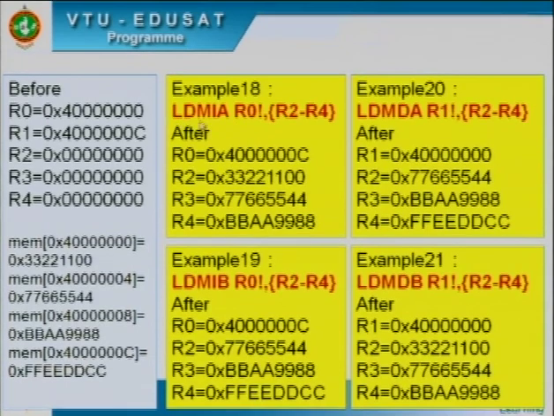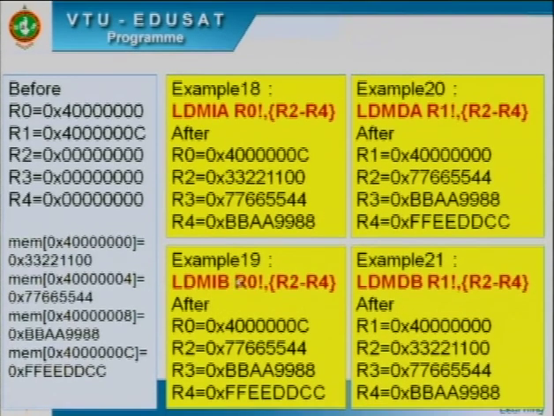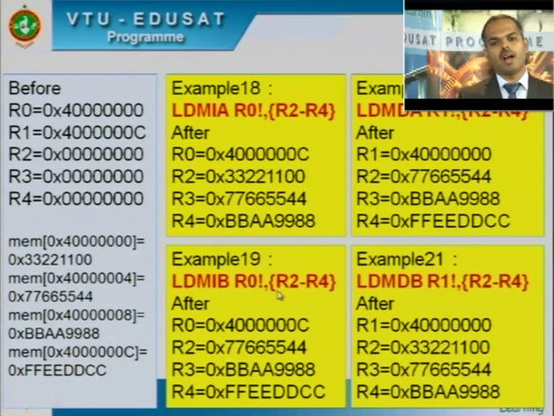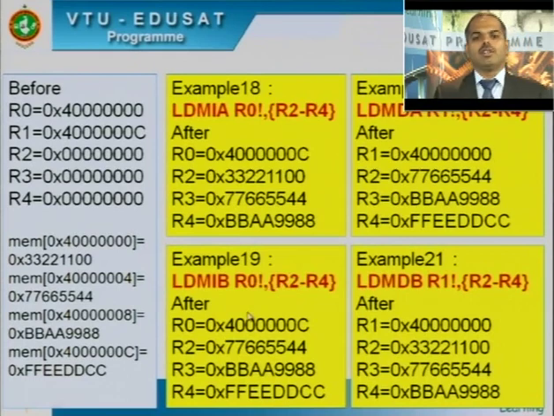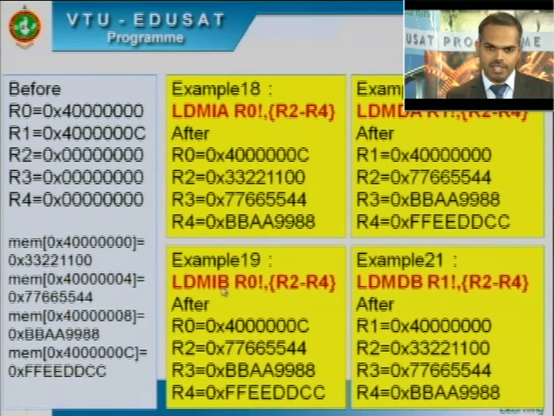With this clear understanding of one instruction, the similar examples will fall in line. Let's see example 19: LDMIB R0!, {R2-R4}. What does this say? Load multiple registers, increment before. R0 holds the base address, then R2. What happens with this instruction?